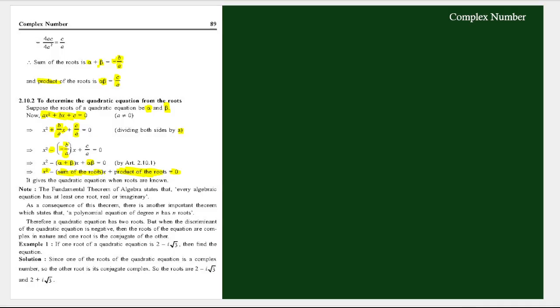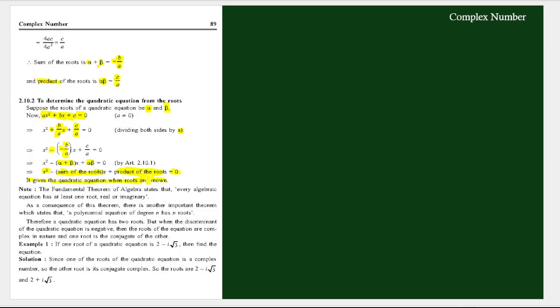So in order to make a quadratic equation from the roots, first we have to add them, then multiply them, and substitute them here. You will get the equation. So it gives the quadratic equation when the roots are known.